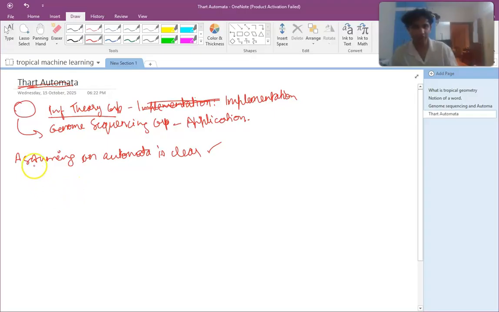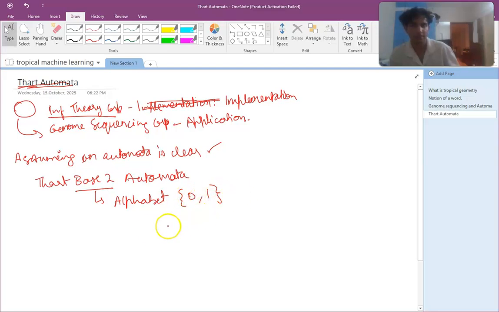So the rules for this automata are simple. We will first be defining a third base 2 automata. The base 2 over here defines the alphabet of our automata. So the alphabet is going to be 0, 1, base 2 integers, or you could say sigma, which is our alphabet, is equal to Z mod 2.